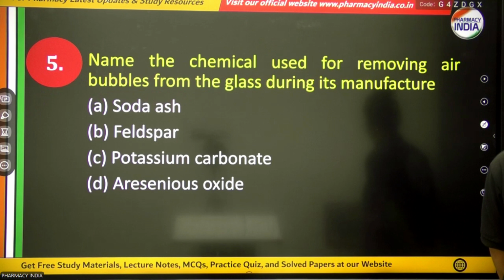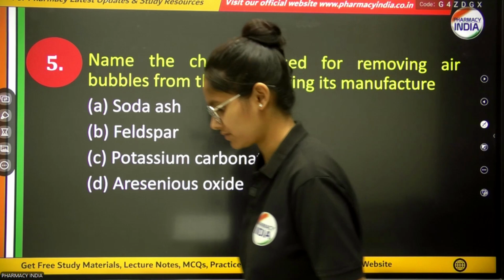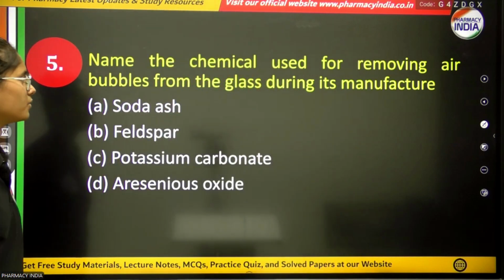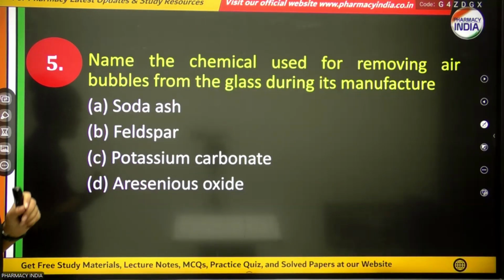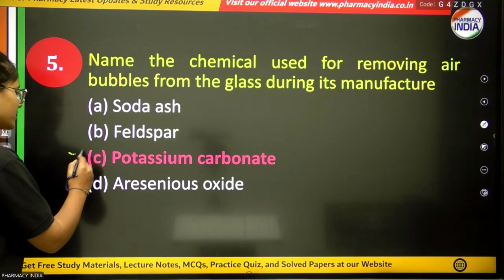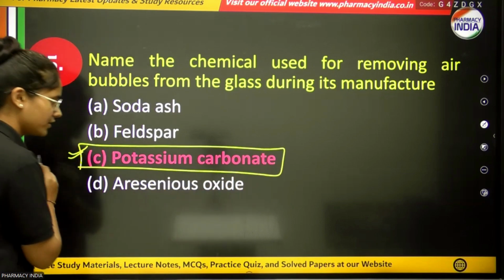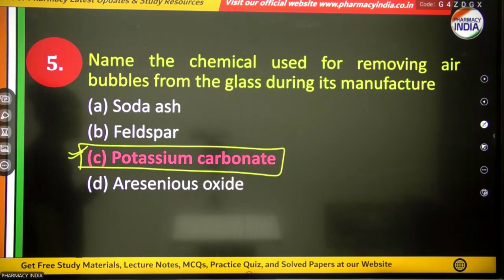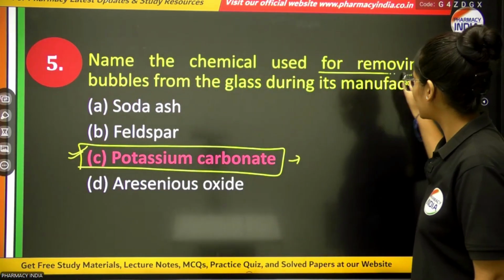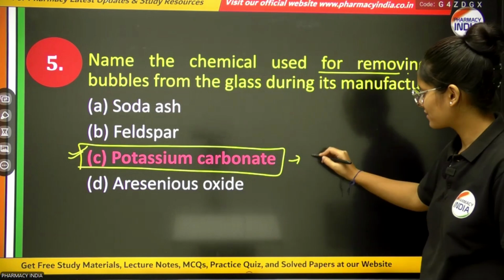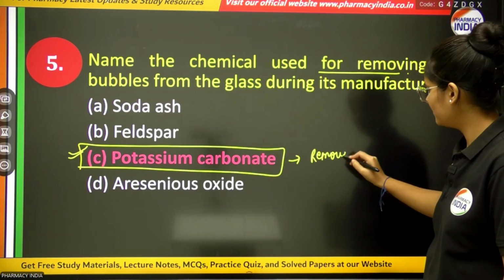Next question. Name the chemical used for removing air bubbles from glass during its manufacture. Soda ash, feldspar, potassium carbonate or arsenious oxide. The correct option is potassium carbonate, which is used to remove air bubbles when glass is manufactured.